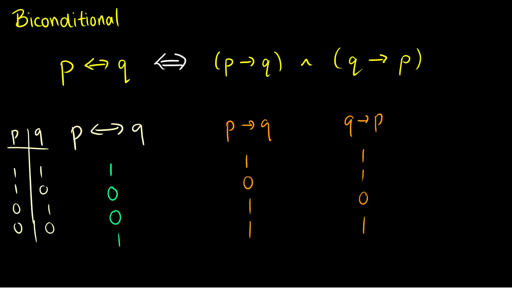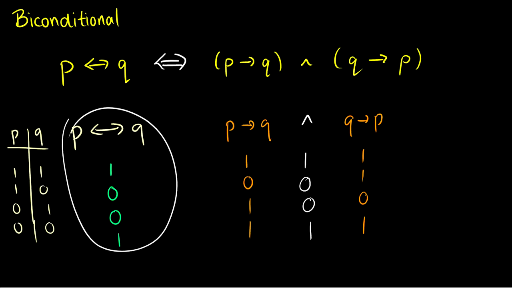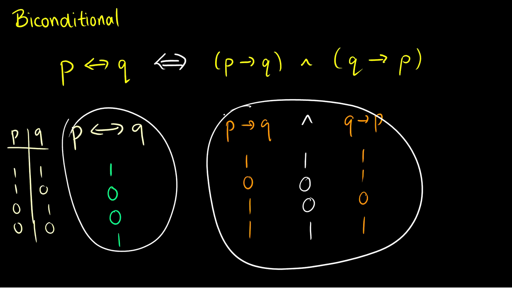Now, what is P arrow Q and Q arrow P? Well, it's true when both of its conjuncts are true. So it's going to be true in the first row, true in the last row, and in the second and third rows, they're not both true, therefore they're false. Therefore, P if and only if Q is the same thing as P arrow Q and Q arrow P.